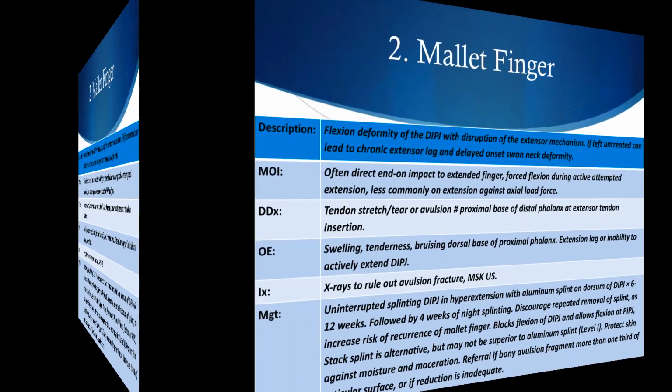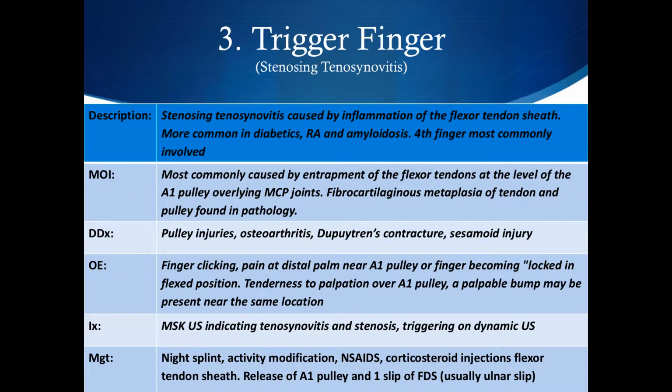The third condition we will review is trigger finger or stenosing tenosynovitis. This is caused by inflammation of the flexor tendon sheath. It is more common in individuals with diabetes, rheumatoid arthritis, and amyloidosis. Again, the fourth finger is most commonly involved.